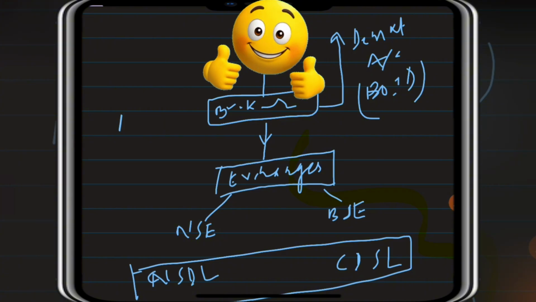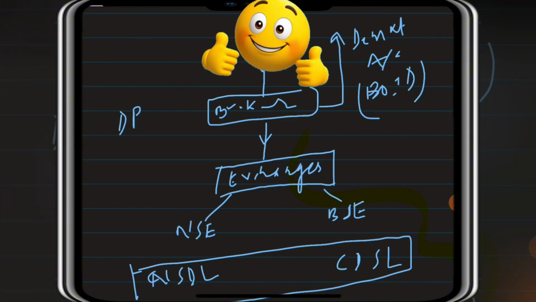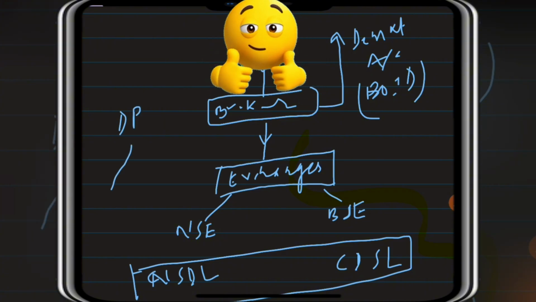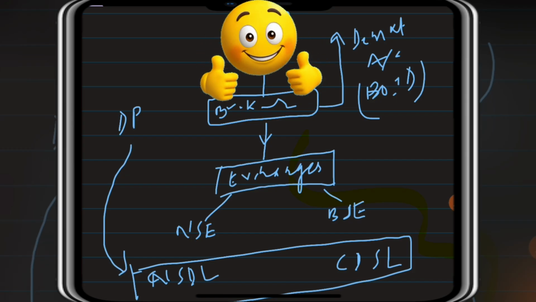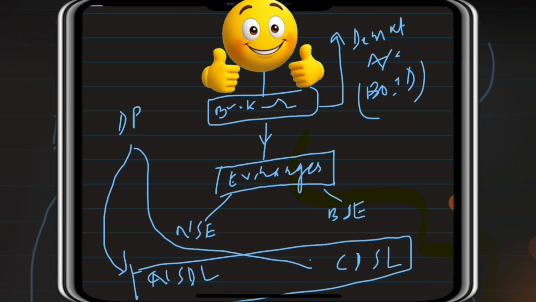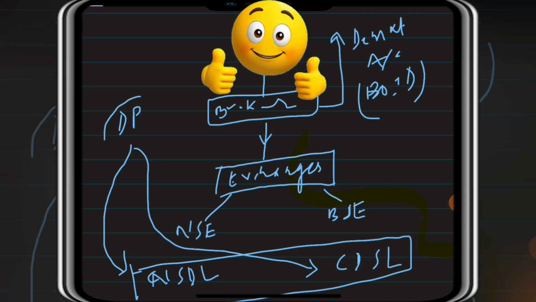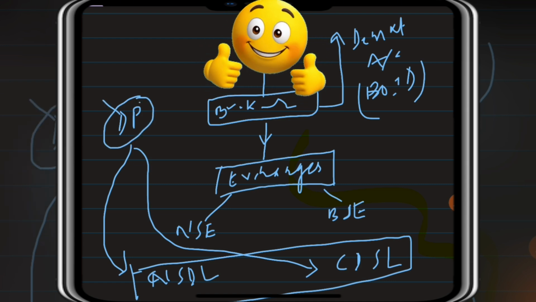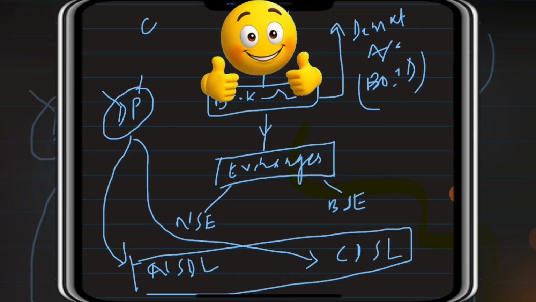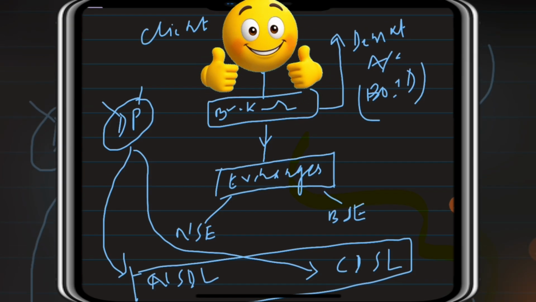Brokers are also called DP, as they are participants of these depositories. The full form of DP is depository participants. We are here, we are called clients.